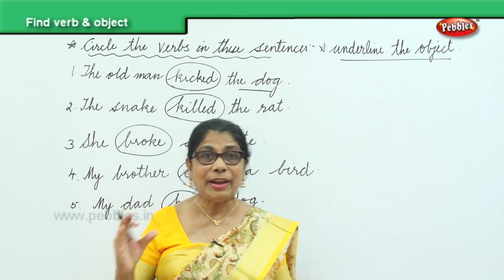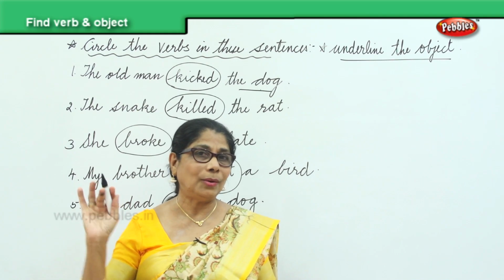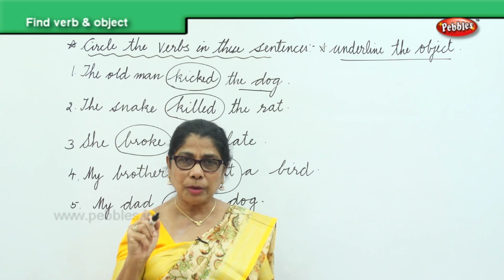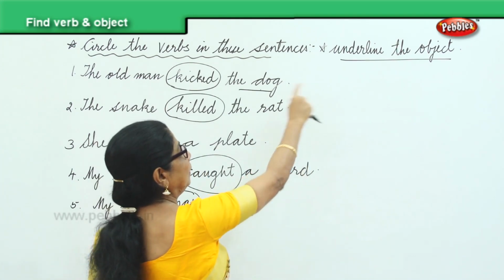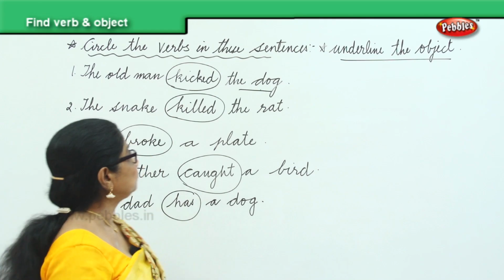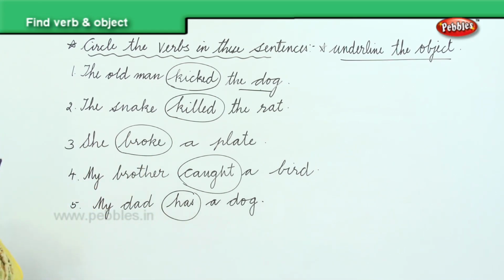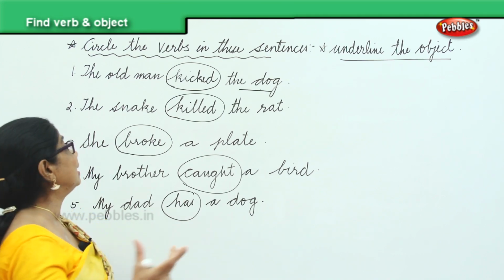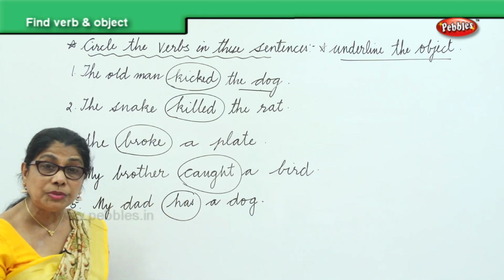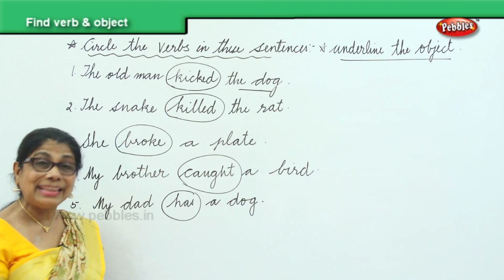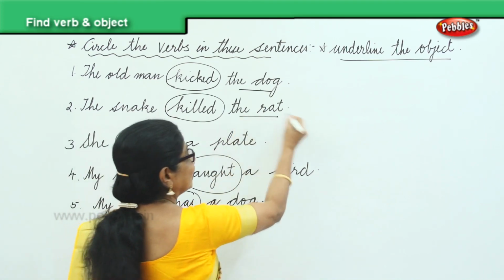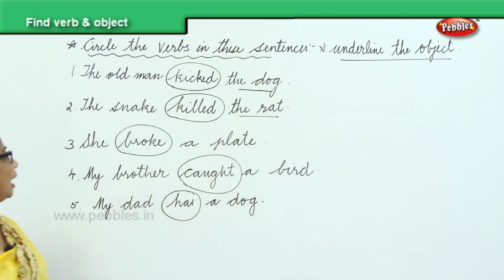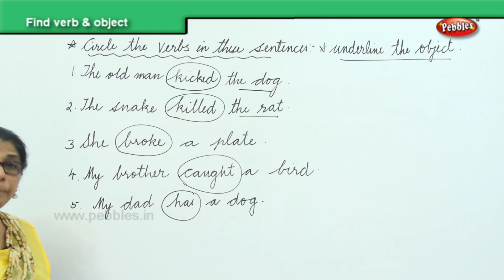What did the old man do? Old man kicked. Old man is the subject. Verb, kicked. Which object? The dog. So you underline the object, the dog. Second sentence, the snake killed the rat. The snake, what did he do? He killed. Where is the object? What is the object the snake killed? The snake killed the rat. Underline the object, rat.